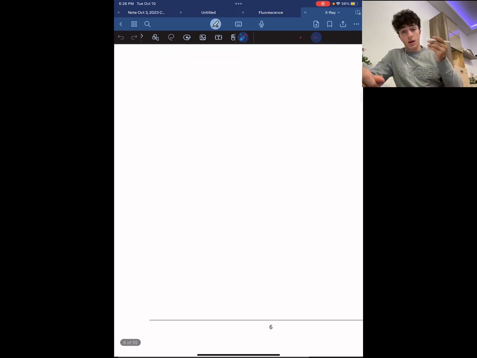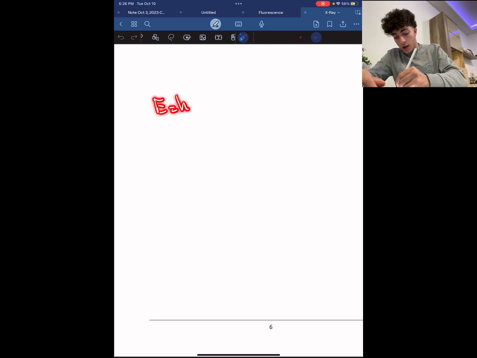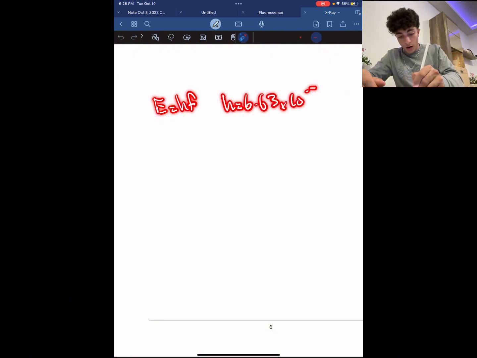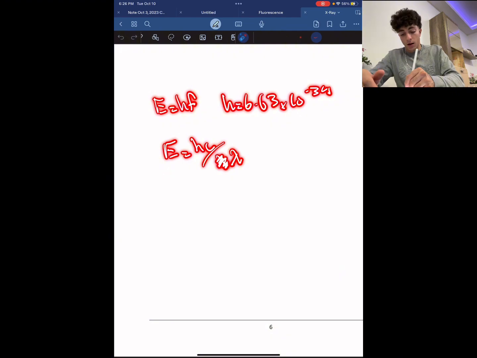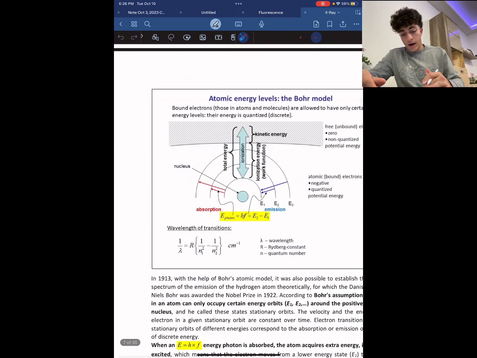All right, and there's a couple of formulas you guys got to know. You probably know this already from chemistry, but it's E equals hf, where h is Planck's constant, h equals 6.63 times 10 to the power negative 34. You don't need to memorize that. And f is the frequency. And E equals hc over lambda. There you go, lambda. All right.